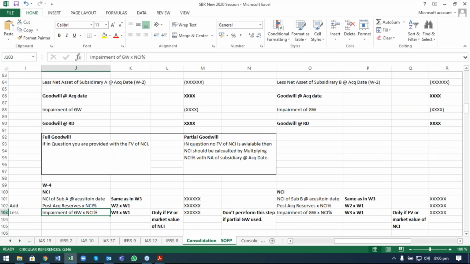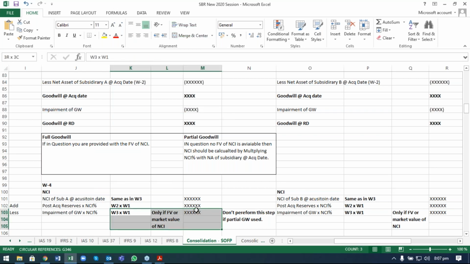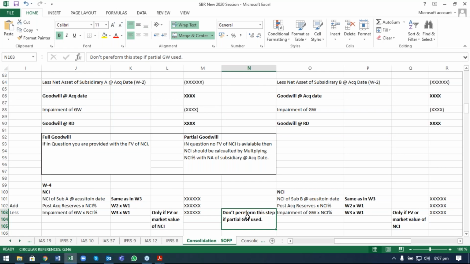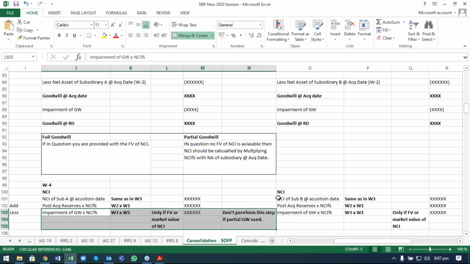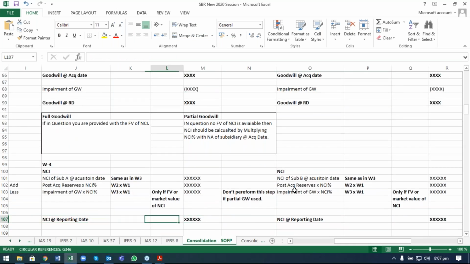Impairment of goodwill. This impairment of goodwill should only be charged if fair value or market value of NCI is used. In working number 3, if fair value or market value of NCI is used, then impairment that was recorded here multiplied by NCI percentage should only be included here. But you don't need to perform this step if partial goodwill method is used. It means you are not assigning a fair value to NCI. So this step should not be performed, right? And you can come up with NCI at reporting date, this data.